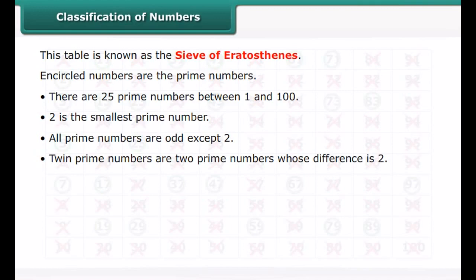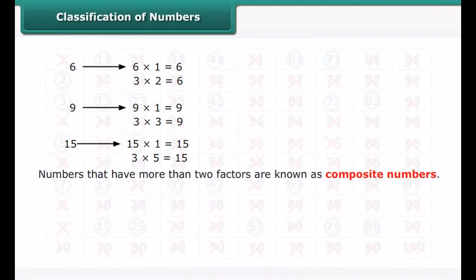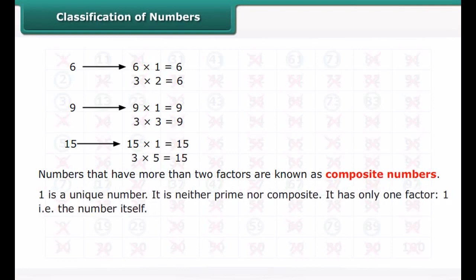Let us look at some more numbers and their factors. All these numbers have more than two factors. Numbers that have more than two factors are known as composite numbers. 1 is a unique number. It is neither prime nor composite. It has only one factor, 1, that is, the number itself.